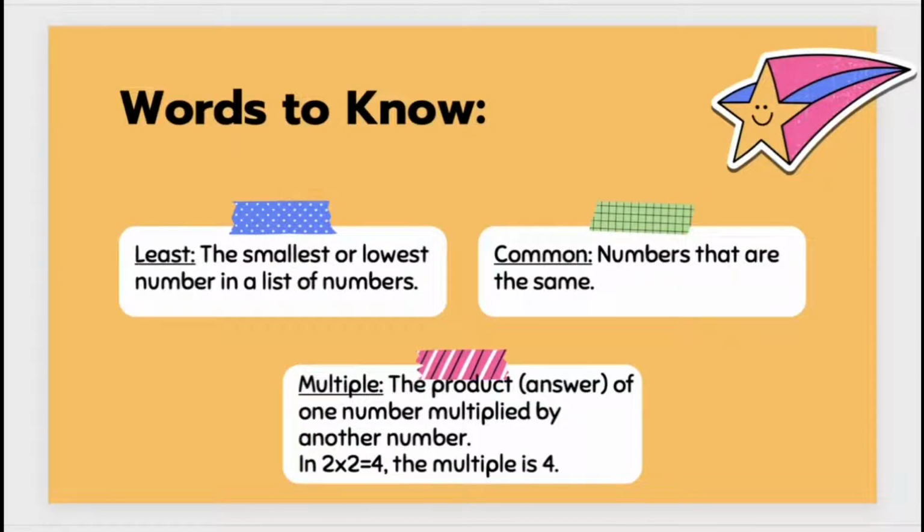Least. That means the smallest or lowest number in a list of numbers. Common. In this case, it means numbers that are the same. Multiple. The product or answer of one number multiplied by another number. In 2 times 2 equals 4, the multiple is 4. So the multiple is also the numbers you hit when you skip count for multiplication.